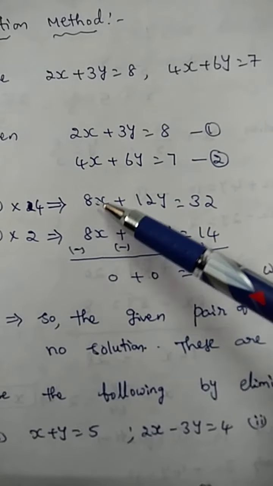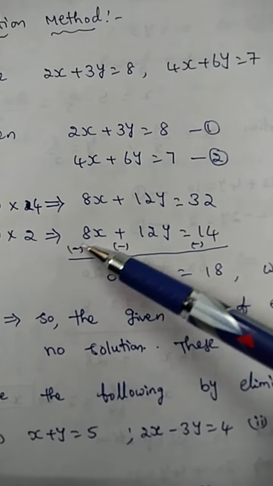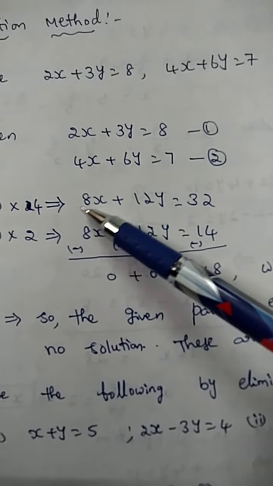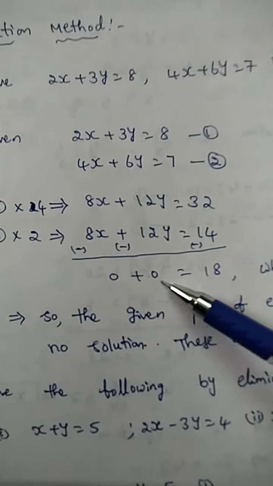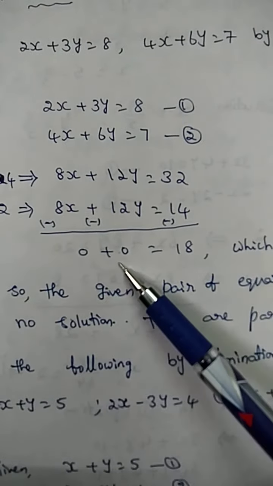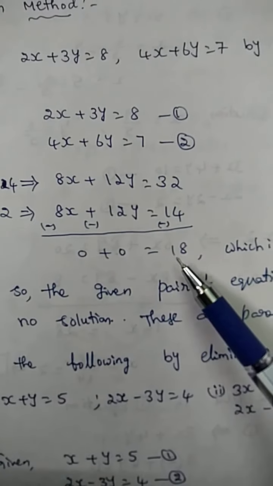Minus, minus, minus. Here plus 8x minus 8x. Now it is minus 8x. Plus 8x minus 8x cancel. The same, plus 12y minus 12y cancel. 0 plus 0 is equal to 18. 0 plus 0 means 0. 0 is equal to 18.